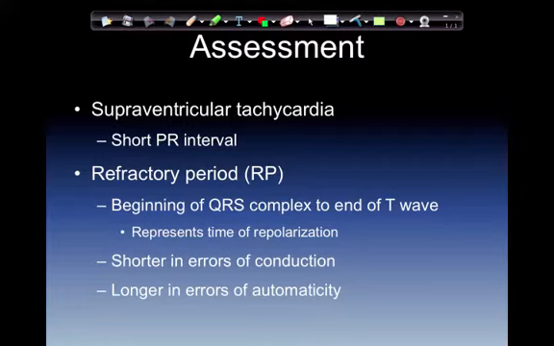Assessment. Supraventricular tachycardias are going to have a short PR interval. The refractory period begins at the QRS complex to the end of the T wave. This time represents the time of repolarization. It's shorter in errors of conduction, and longer in errors of automaticity. And let's review the refractory periods here for just a second. So we have a QRST, and I'm going to change colors here for a second.